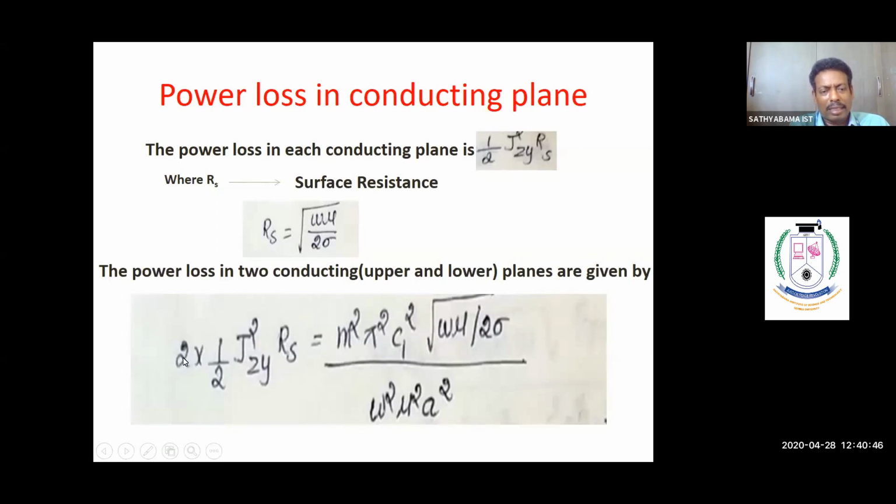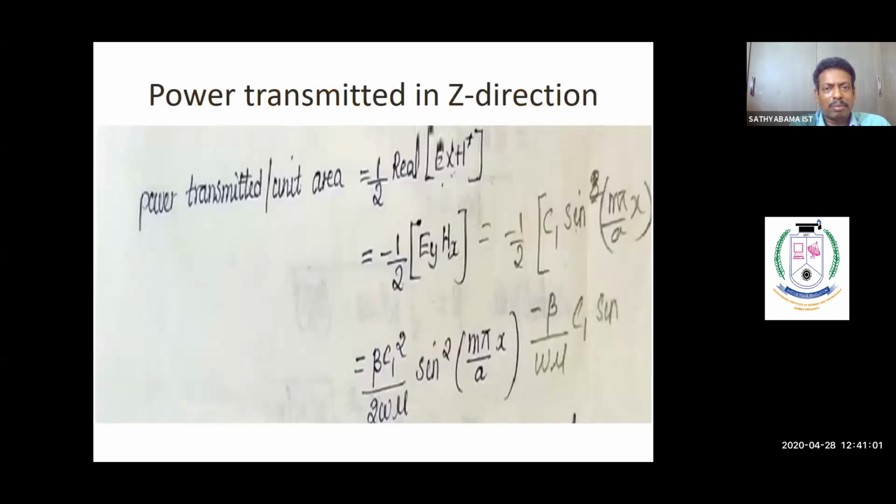this generic equation: 2 into 1 by 2 J squared Z y Rs, equal to m squared pi squared C1 square root of omega mu 2 sigma by omega squared mu squared alpha squared. This is a general equation that gives the power loss, right?